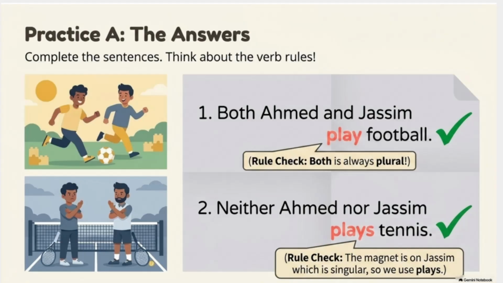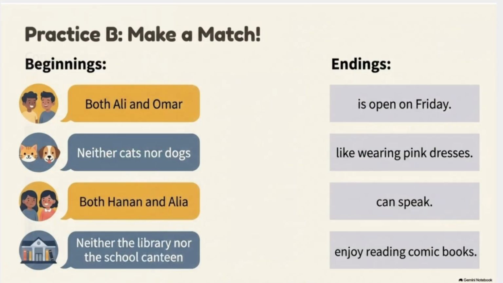Now number 2. Neither Ahmed nor Jassim plays tennis. The answer is plays. Why? Because with neither nor, we look at the closest subject. The closest subject is Jassim. Jassim is one person, so we use the singular verb plays. A useful way to check your answer is to look at the subject immediately before the verb. If it is singular, use a singular verb. If it is plural, use a plural verb.